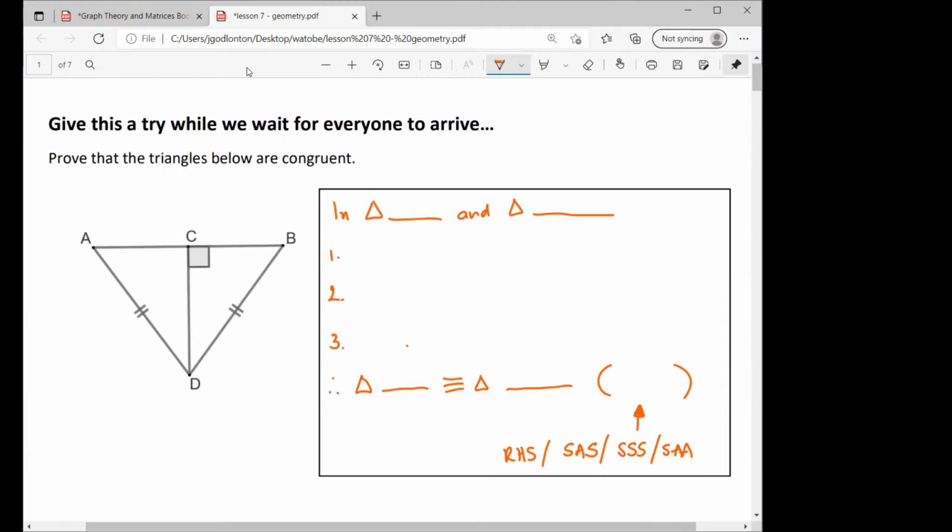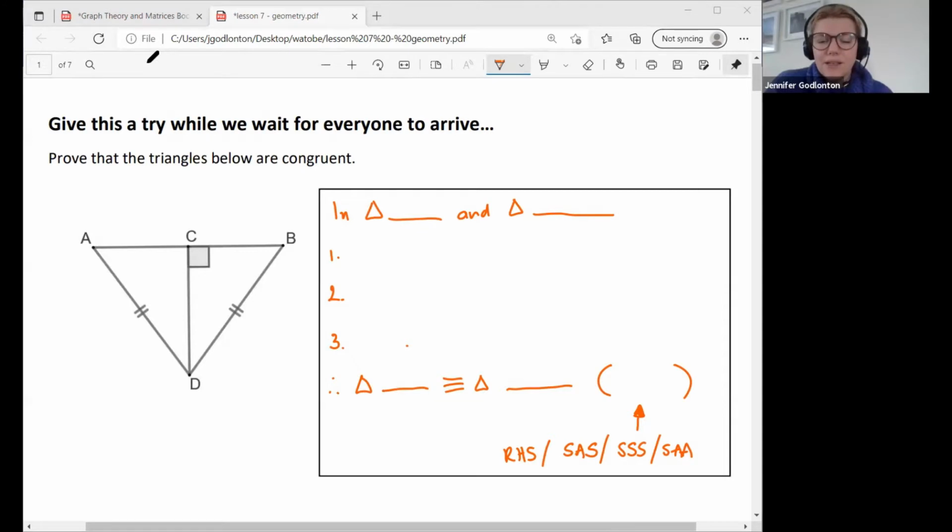Give this question a try. Let me know if you need help with anything. I've tried to give you a bit of a skeleton there to help you see where to start. It's just working with what we did in our lesson last week, Wednesday. So we're going to do a couple more of these questions today, and then we're going to move into similarity at the end of the lesson.